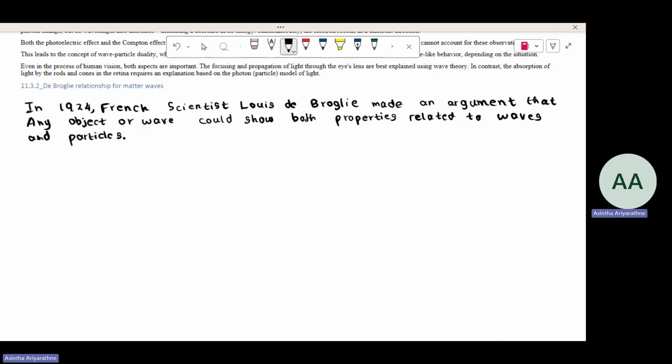So any object could show both properties related to waves and particles. But the composition of the properties would vary. Some objects could be biased more towards the nature of particles, some towards the nature of waves.